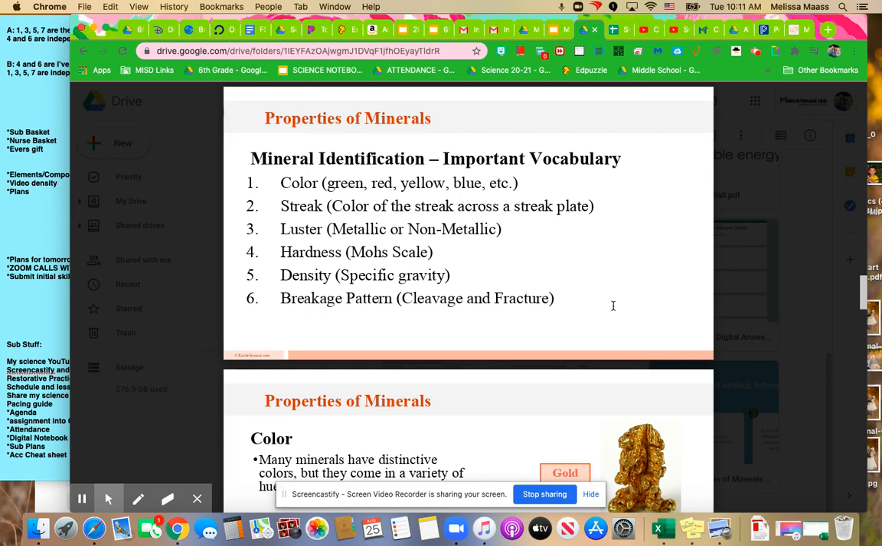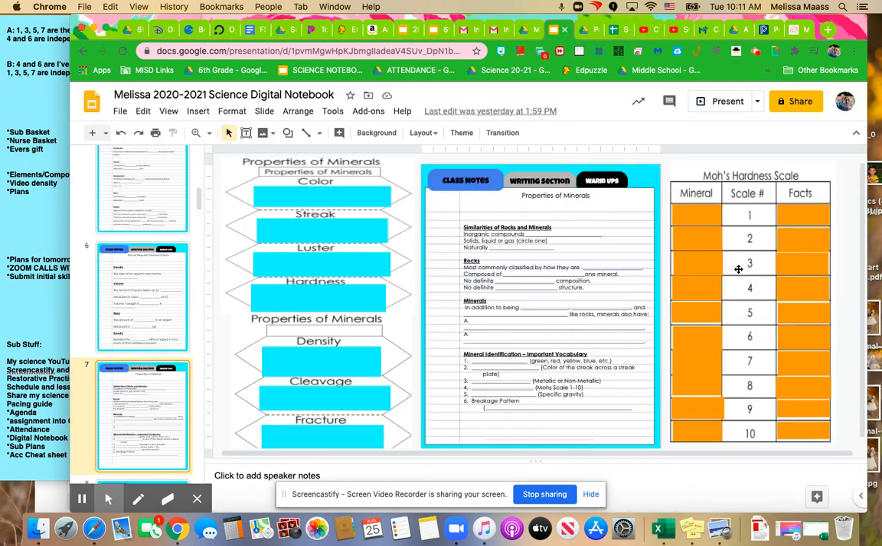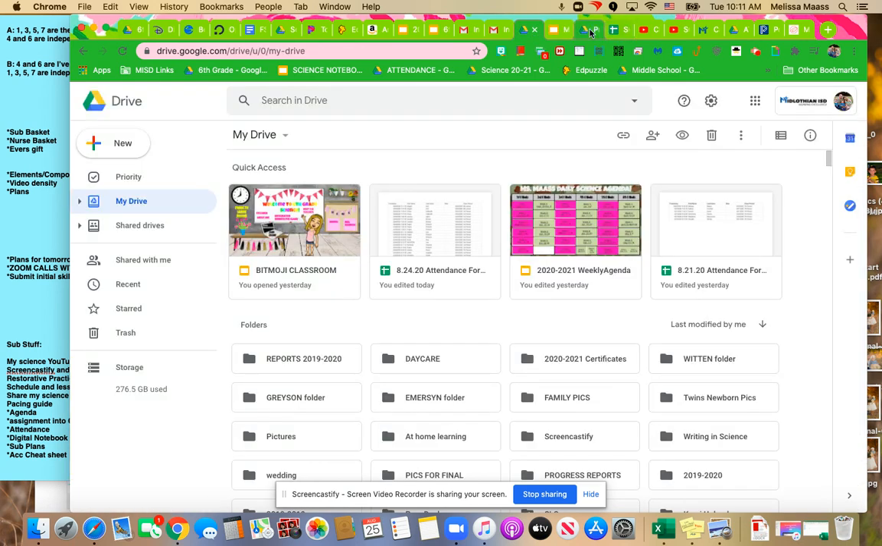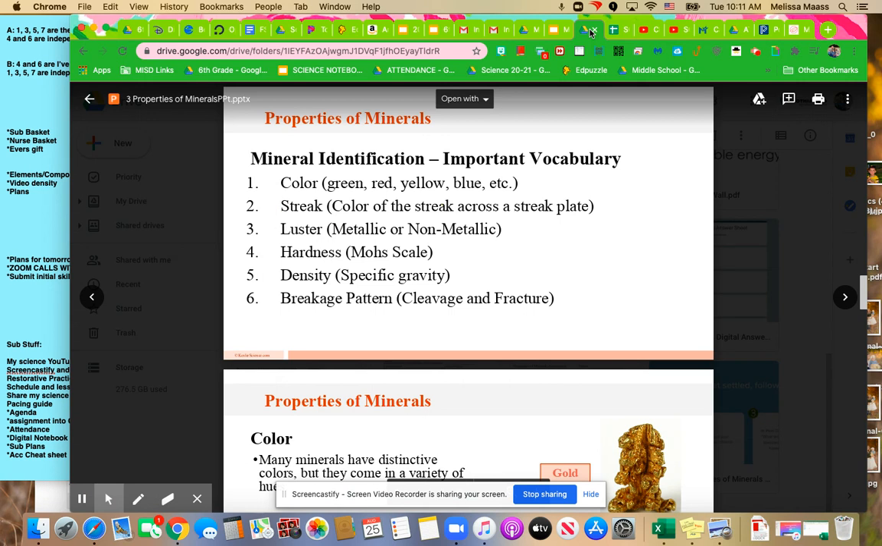Then we have hardness. Now we have a Mohs hardness scale, and on your notes we'll talk about it when we get there, but the Mohs hardness scale is a way to identify the actual hardness of a mineral, and that can tell us a lot, especially if two minerals look alike.